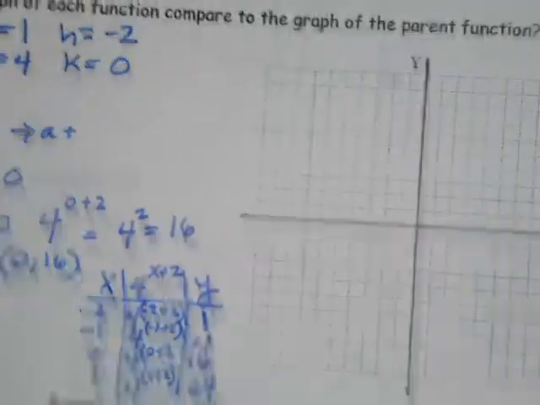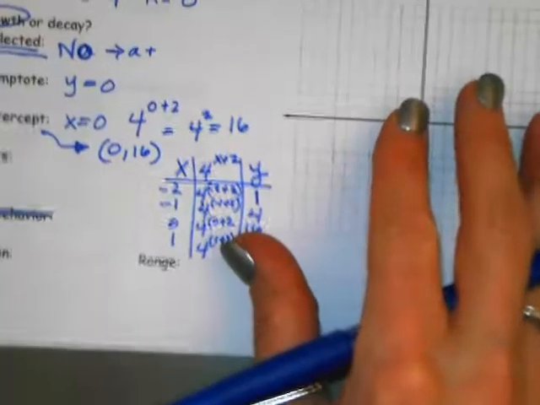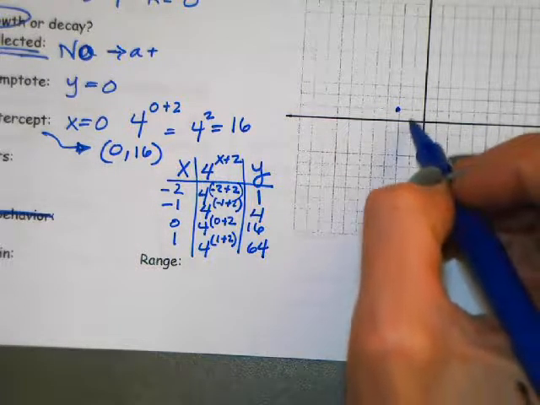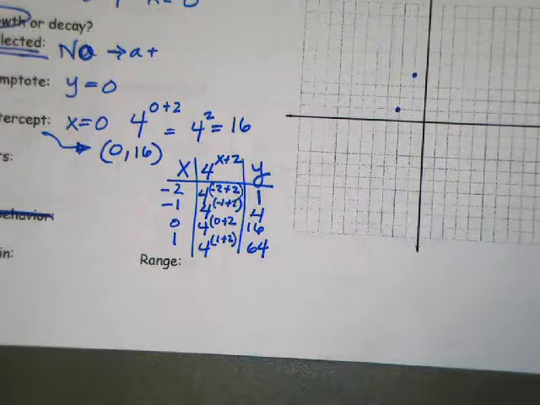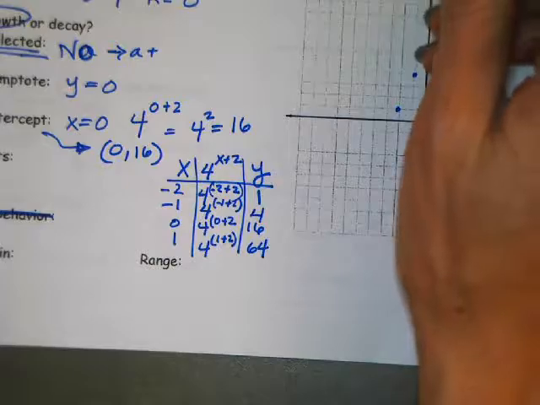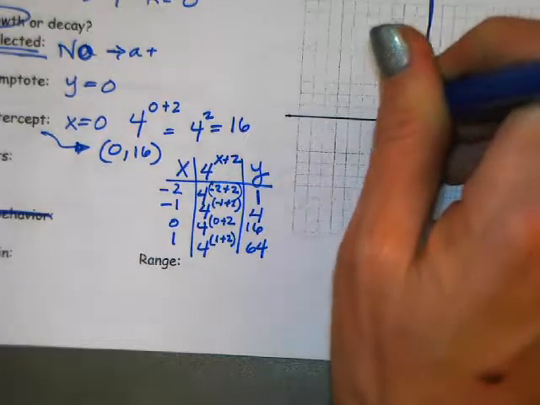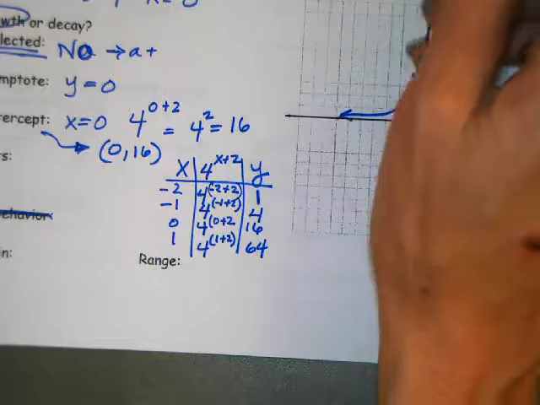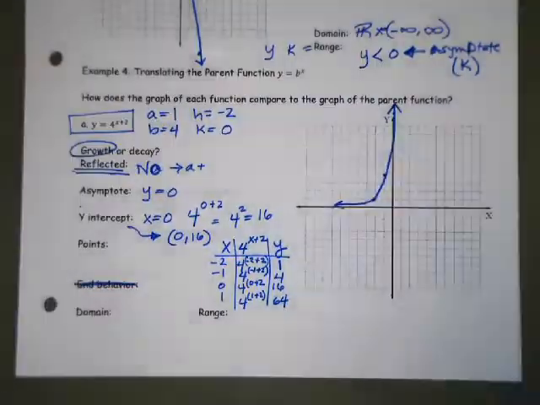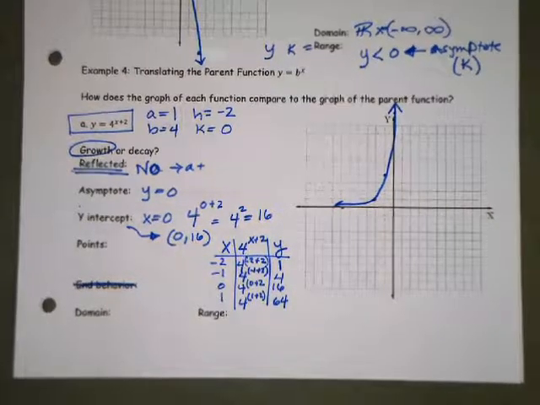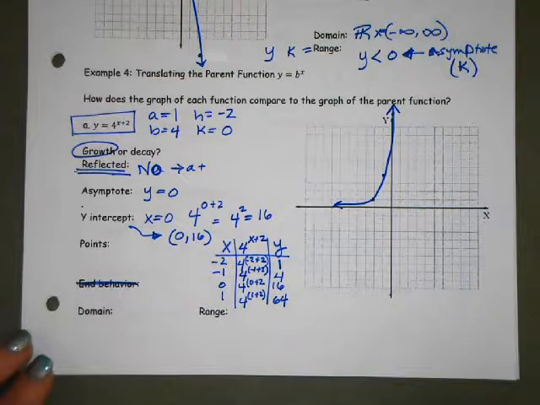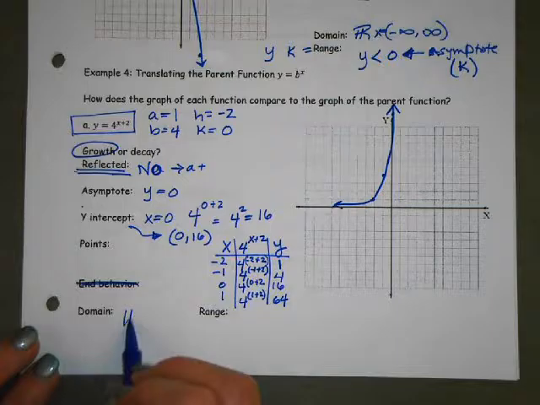Okay, so if I go and I plot these, I'm going to have -2, 1. I'm going to have -1, 4. I'm going to have 0, 16, which is like way up here. Okay, so it looks like my graph is going to look something like this. Okay, does that make sense? It's not really accurate because 0 would be 16. That's way up there. So, all right, what's my domain? All real. Yay!